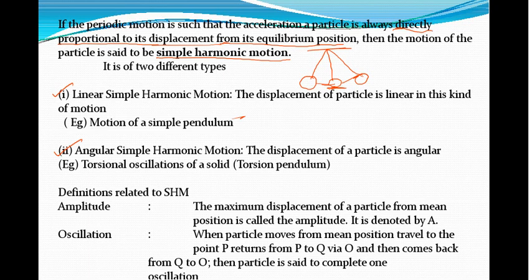And angular simple harmonic motion, so this is the displacement of a particle in an angular variation, it will take place. So there is a pendulum which is called as torsion pendulum. So for that there is a circular metallic disc at the bottom, and the to and fro movement will be at the bottom of the circular metallic disc will move like this.